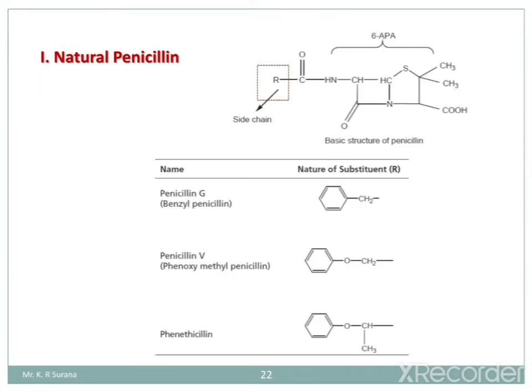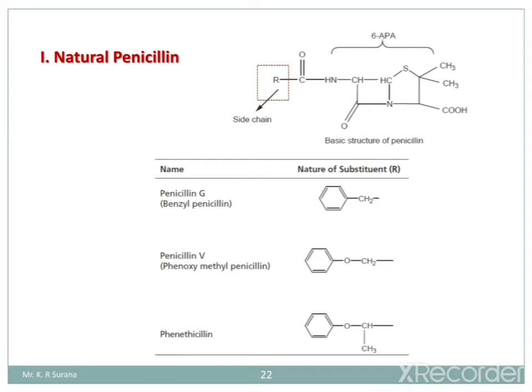Now we'll move to the details of every class of these penicillins. First we will discuss the natural penicillins. Here you can see the basic structure of penicillin. The basic structure is a beta lactam ring fused with a 5-member thiazolidine ring, so we can call it a bicyclic ring system. The overall structure we can call 6-aminopenicillanic acid, with an acyl amino side chain group.